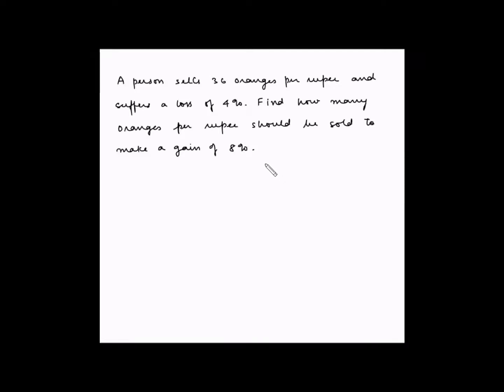A person sells 36 oranges per rupee and suffers a loss of 4%. Find how many oranges per rupee should be sold to make a gain of 8%.